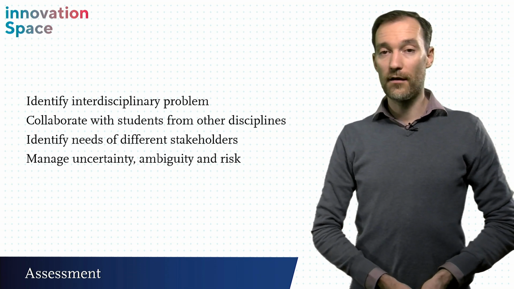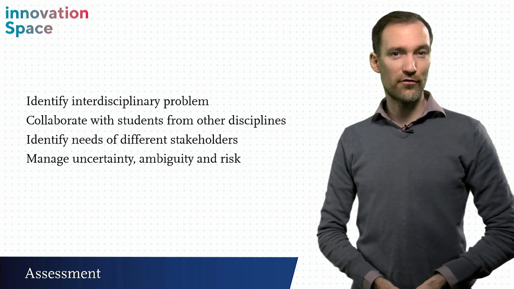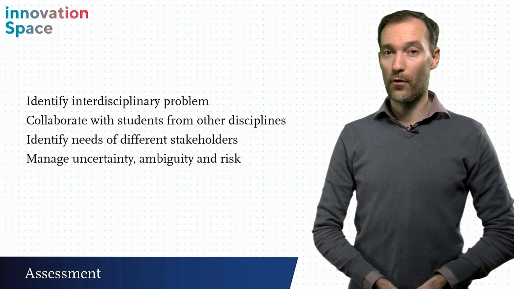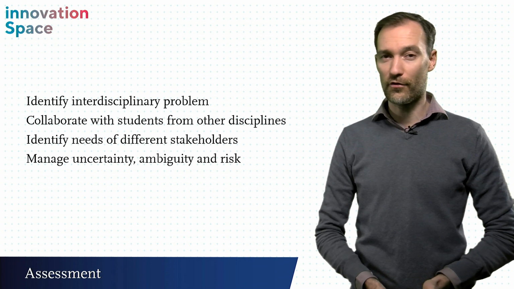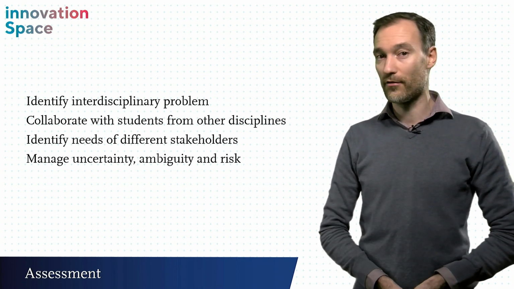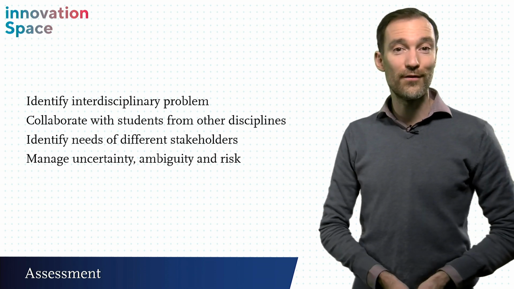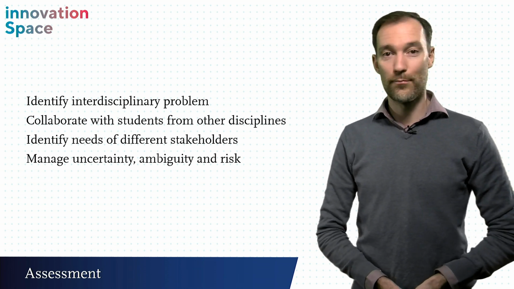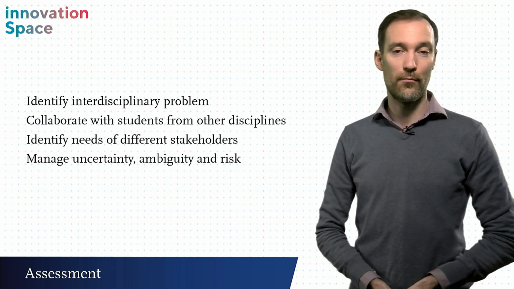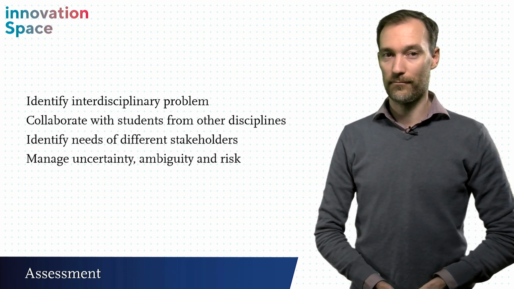The fourth intended learning outcome is managing uncertainty, ambiguity, and risk. Doing an ISBEP project is very complex for students. There's a lot of uncertainties, whether or not they're able to answer their questions, whether or not they're able to bring all their disciplines together and find a solution to the problem that they define. And dealing with this uncertainty is something that we are specifically looking at.